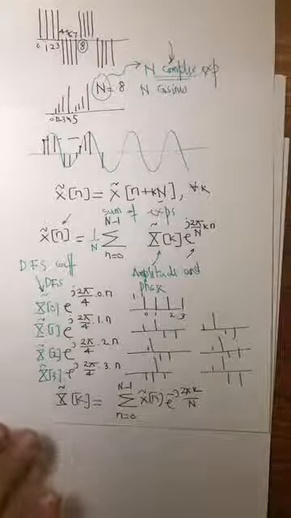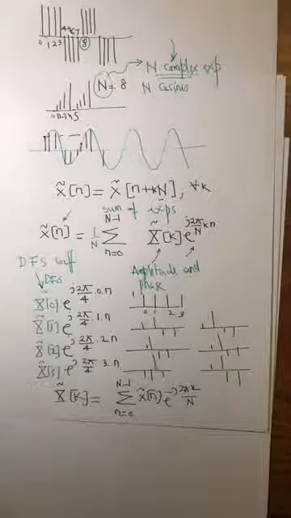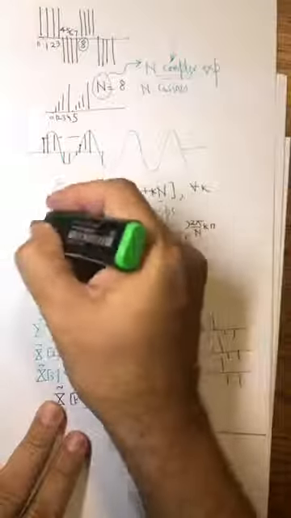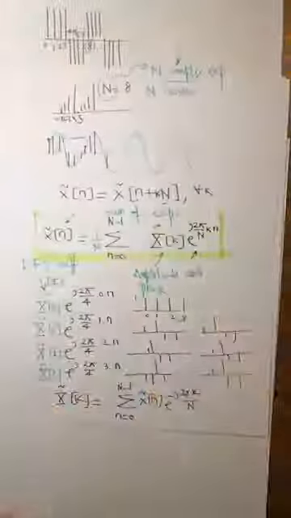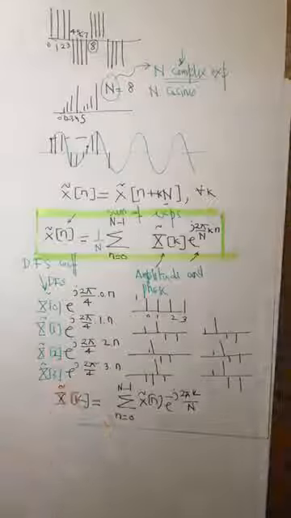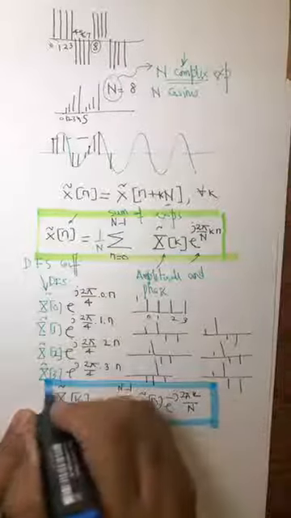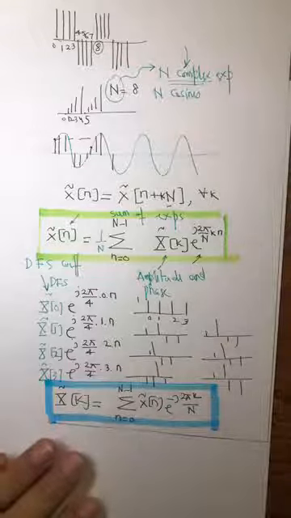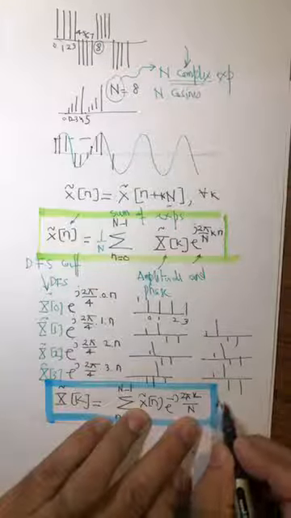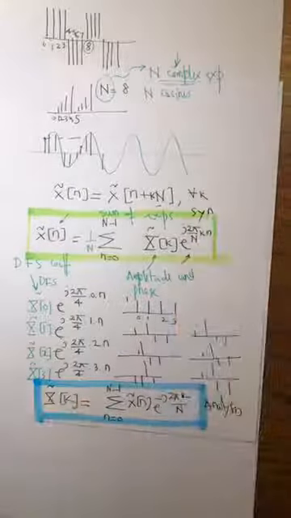But important is that these are the two formulas, and this formula is called the synthesis formula. And this formula is called the analysis formula. The two formulas are very important formulas, synthesis and analysis formulas. So discrete Fourier series formula. So this is called the analysis, and this is called the synthesis.